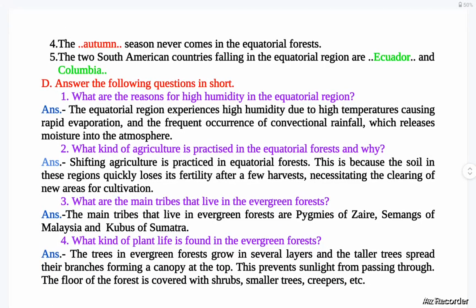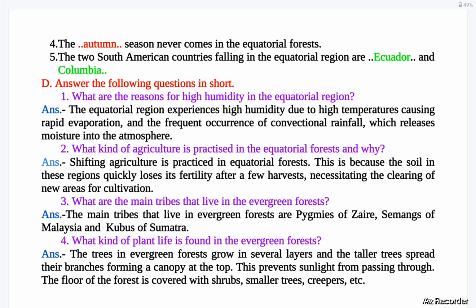Next question is D. Answer the following questions in short. So first question is, what are the reasons for high humidity in the equatorial region? So answer is, the equatorial region experiences high humidity due to high temperatures causing rapid evaporation and the frequent occurrence of convectional rainfall which releases moisture into the atmosphere.